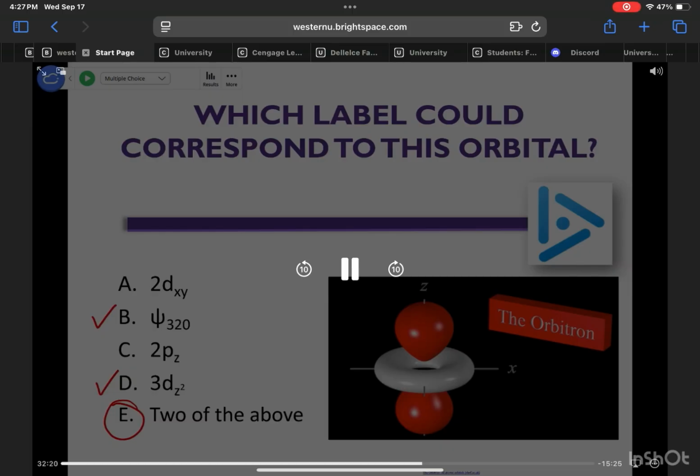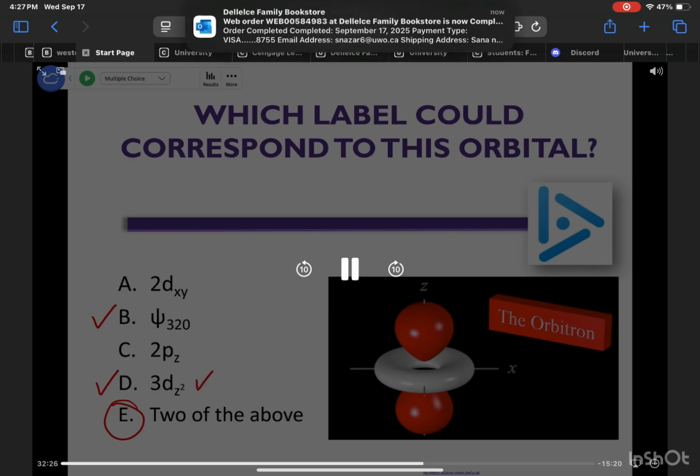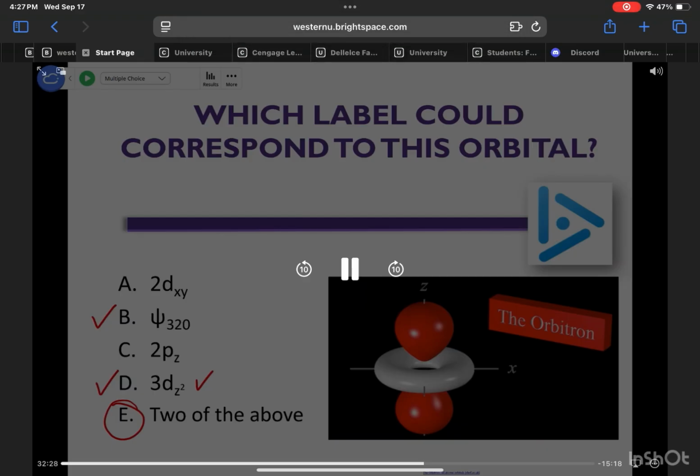And 3, 2, and 1. Okay, so most people chose D because it definitely looks like the one that we just introduced to you, the dz squared. Absolutely. When we use the other nomenclature though, n equals 3, l equals 2, that's one of the options. L equals 2 tells us that we're talking about the d orbital. The m_l could be -2, -1, 0, +1, or +2. As long as it's one of the options, it means we're talking about a 3d orbital.